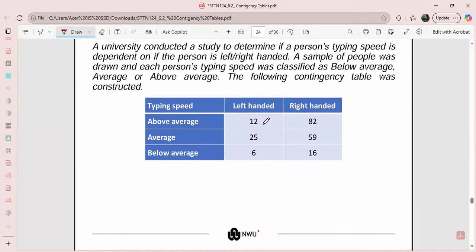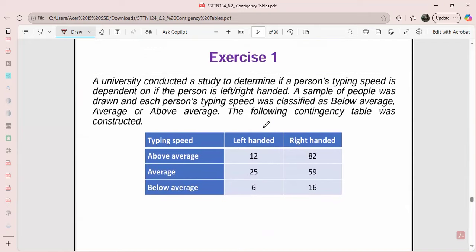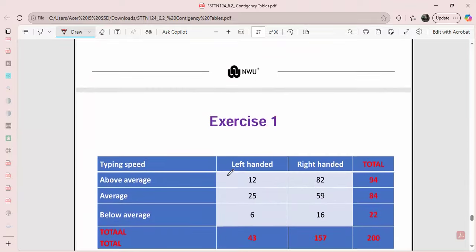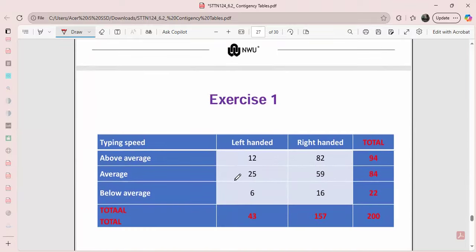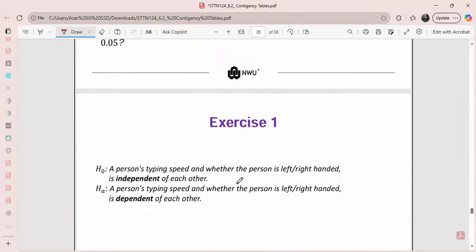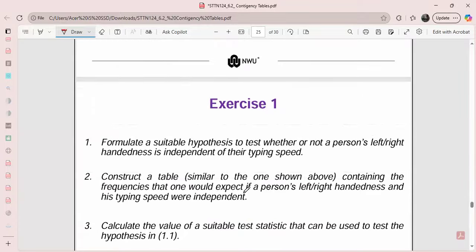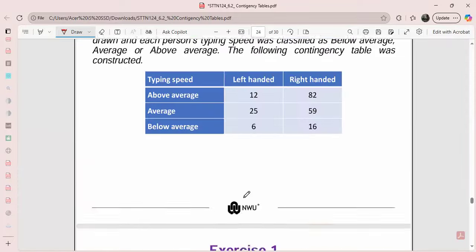Okay, so wait, I just want to show you something. Because the one with the conclusion, I believe now you saw how to do it, because you just compare the p-value with the level of significance. You just make a conclusion. So now look at this now.